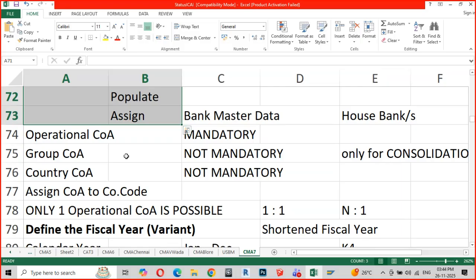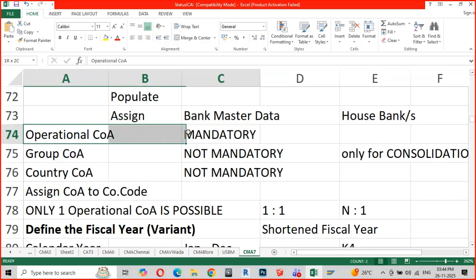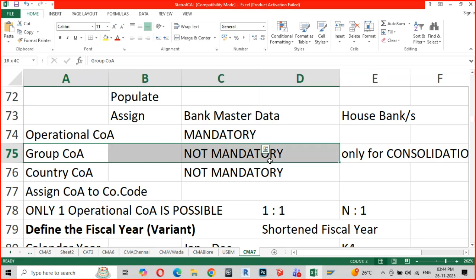So here again, we have different kinds of charts of accounts based on the need, based on the requirement. The operational chart of accounts is mandatory, because it is used for the day-to-day transactions. Your group chart of accounts may or may not be required, because if there is no concept of consolidation, if there is only one company code, where is the question of consolidation? So you would not require a group chart of accounts.